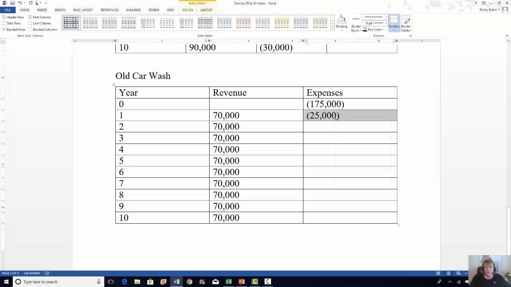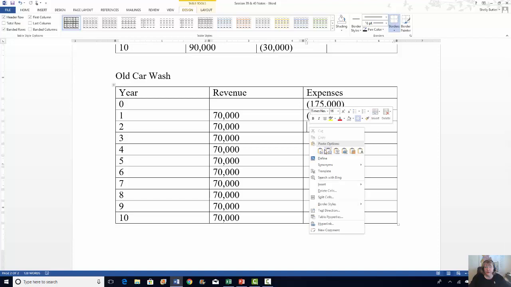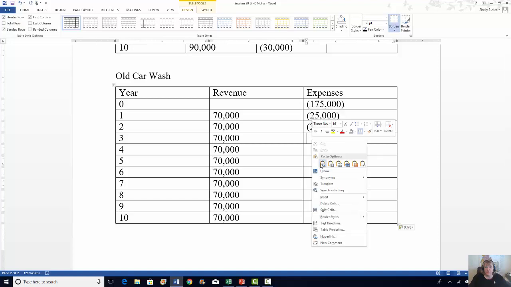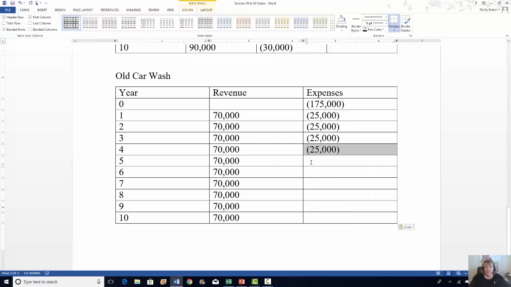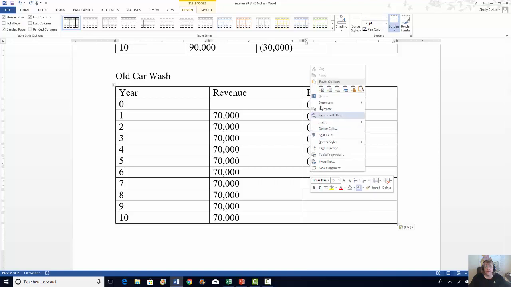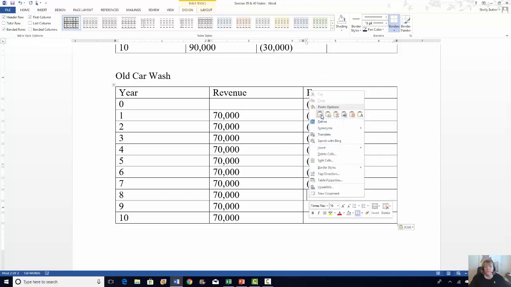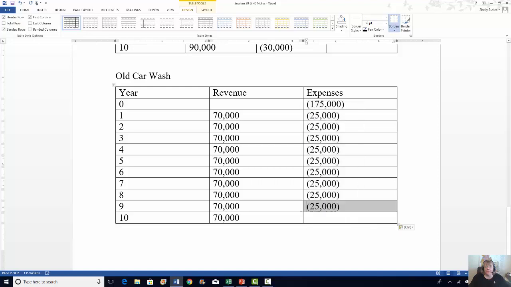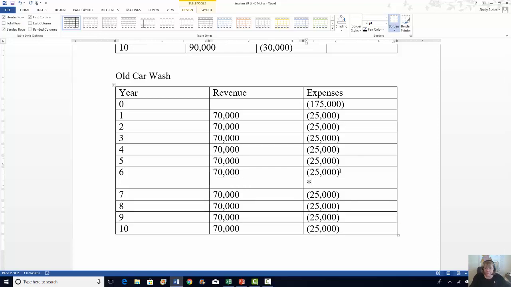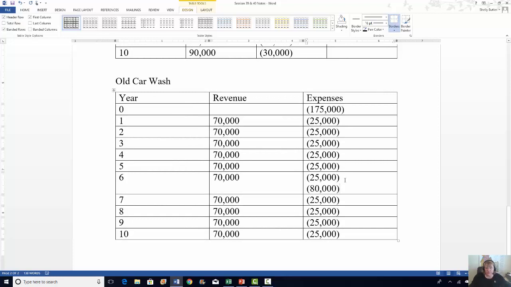So we're going to copy and paste that all the way down. And then at the end of year 6, we'll have $80,000 in replacing the brushes.